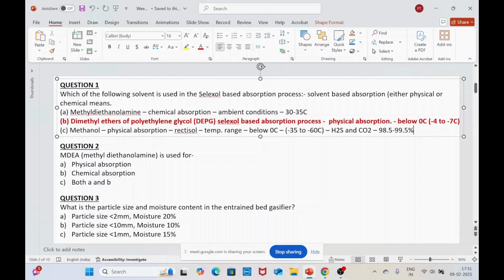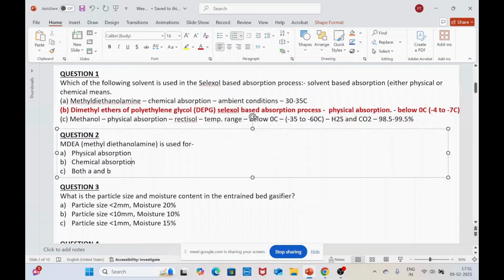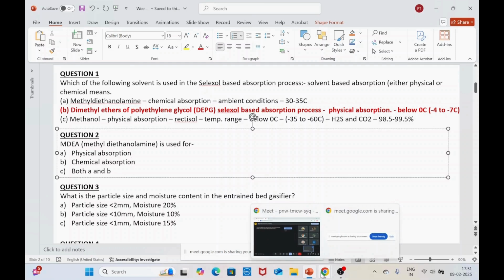We are discussing this in more detail because, as I am saying, there can be questions which are just a little modification of question number one. Like question number two, I hope everybody will be able to answer it right now. MDA, methyl diethanol amine, is used for which type of absorption process? Physical, chemical, or both A and B?